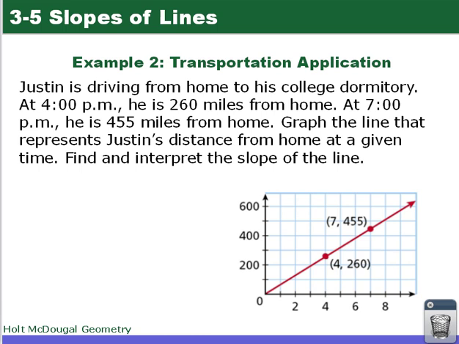So here's our graph, it's already drawn for us, and here's our line. So what do we have here on our x-axis? This is hours. So this is 4 p.m. when he started, and then we have 7 p.m. is the next point in time. This is our distance. So we were at 260 miles at 4 p.m. So this is 260, and at 7 p.m. we're 455 miles. So that's our plot. Those are our points. We want to find the slope. We're going to use our slope formula to calculate the slope using those 2 points.